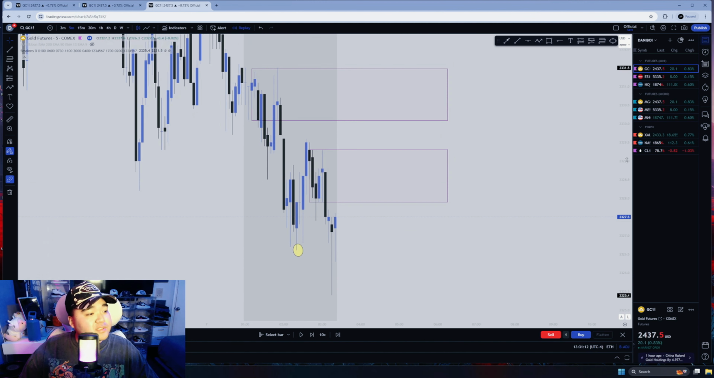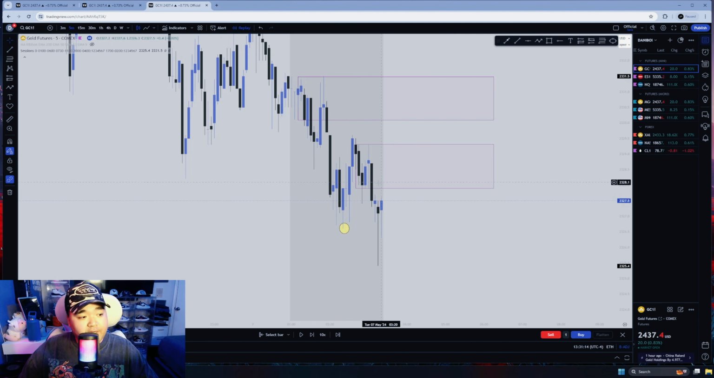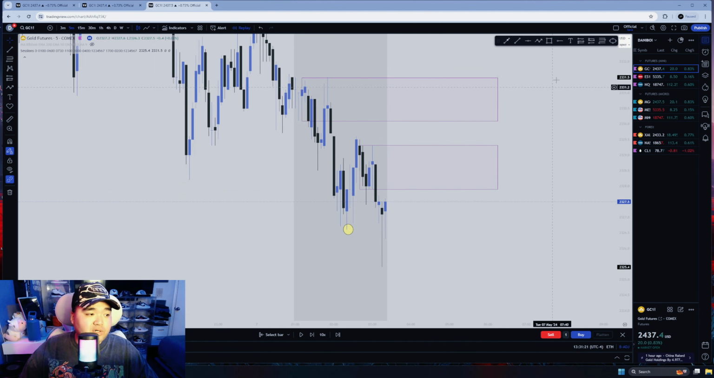Now we have two supply zones. You see we have one right here with the gap. This is a high probability setup, and we have one sitting up here which also has a gap and a major break of structure as well. So this move right here, okay, that's a break of structure, and this is a break of structure, okay?